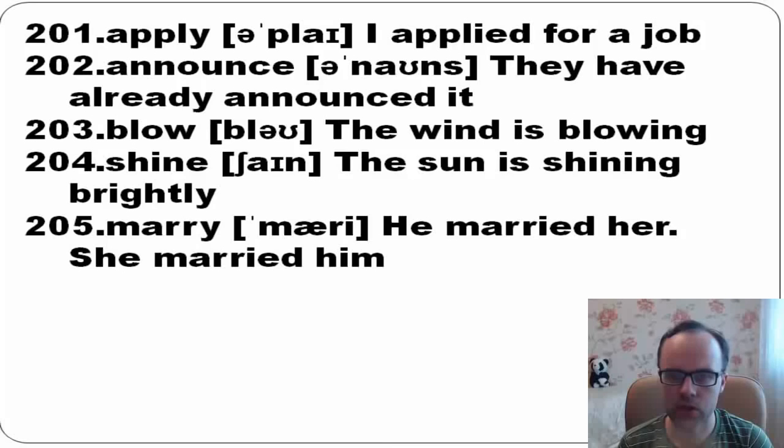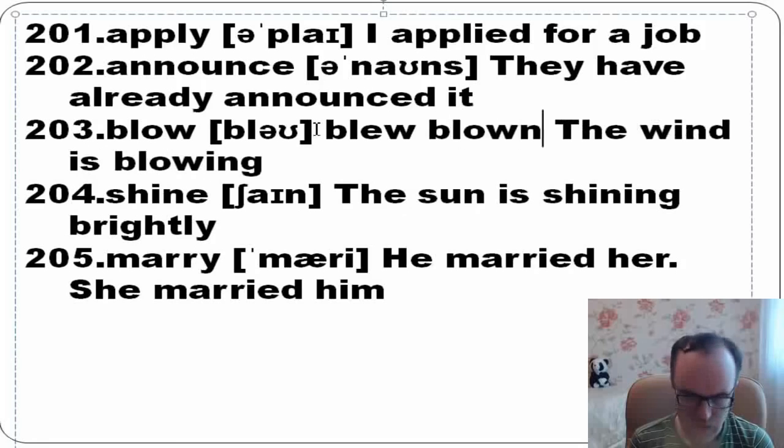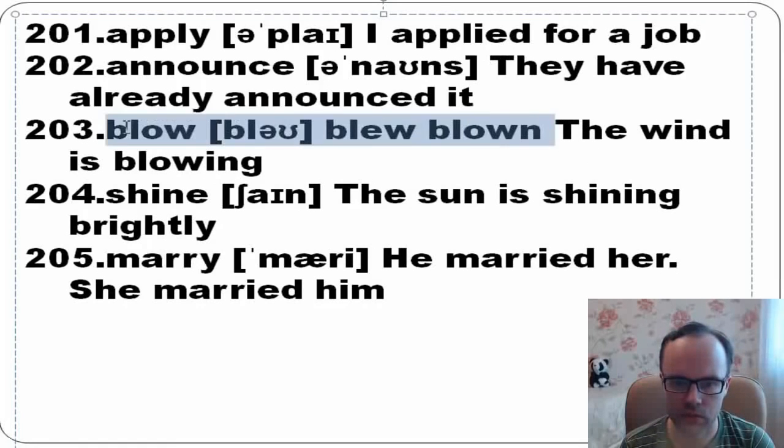Blow. The wind is blowing. Shine. The sun is shining brightly. Okay? So blow, blew, blown. Yeah, irregular. Blow, blew, blown. So the wind is blowing. Blow is an irregular verb.